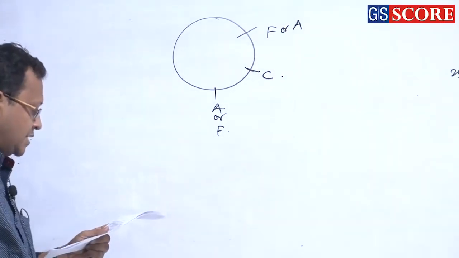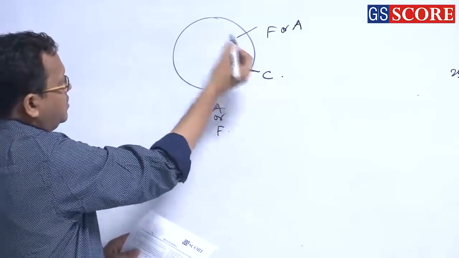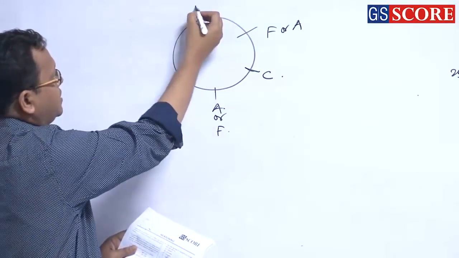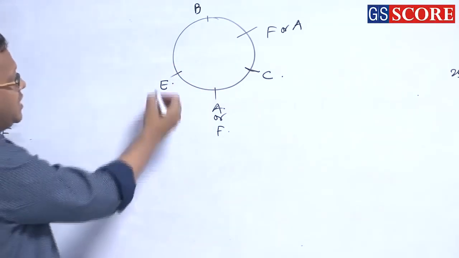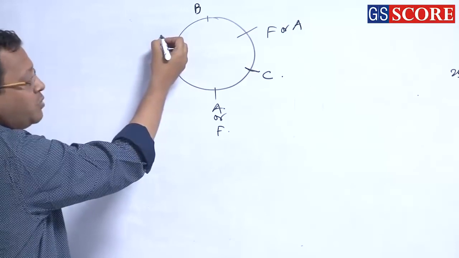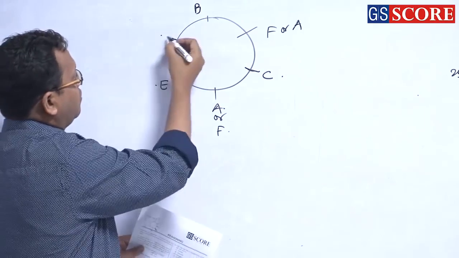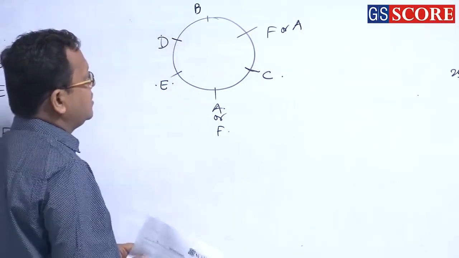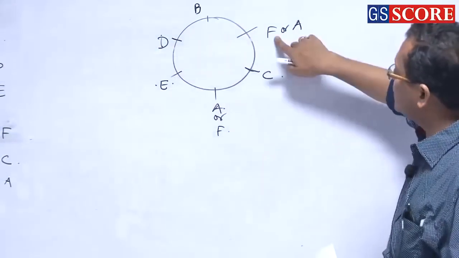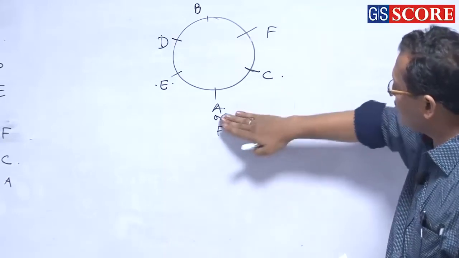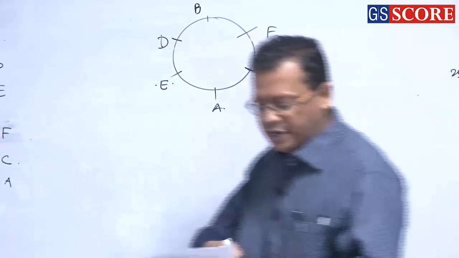B is sitting 2 places to the left of E. So F, A and C are fixed. So B is sitting 2 places to the left of E. So E is here, and what is this? Let me check it out. D is sitting 2 places to the right of F. So obviously, if D is here, and D is sitting 2 places to the right of F, this has to be F here. If this is F, then this has to be A here, and this is the position. And then you can attempt all the questions.